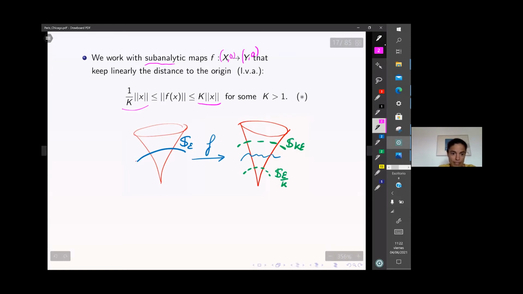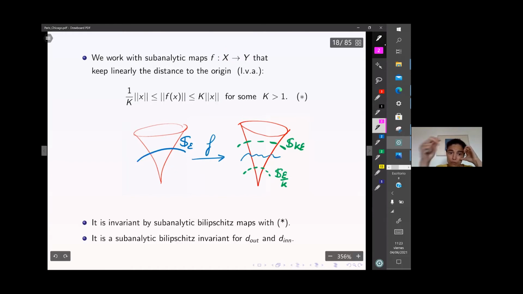So geometrically, the function does not have to change too much the distance to the origin, so it will transform the level epsilon to something between these two areas, no? The sphere at distance k times epsilon and the sphere at distance epsilon over k.